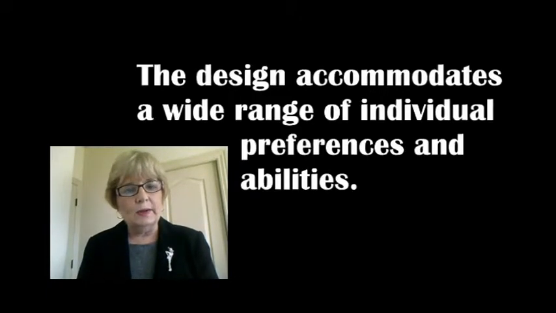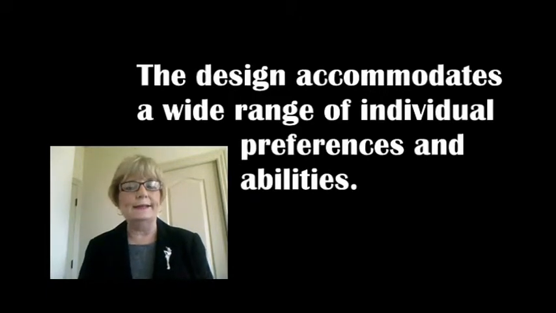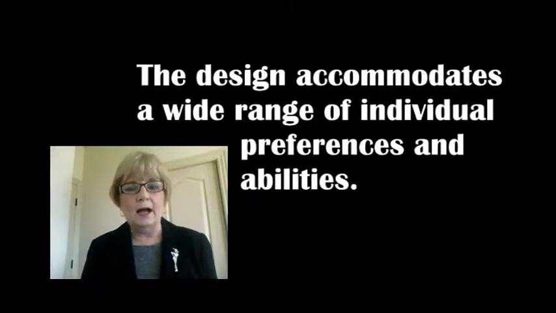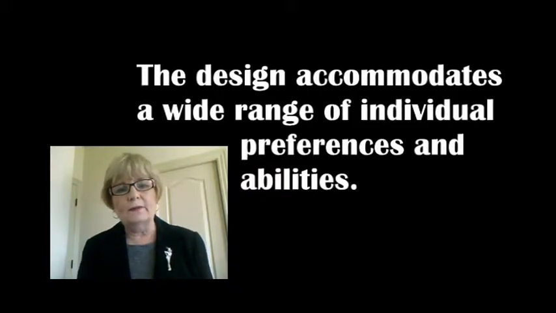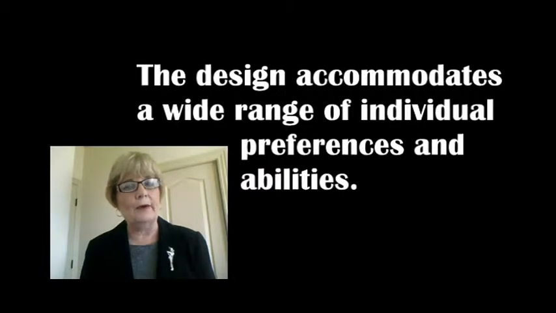The second principle of universal design is that the design accommodates a wide range of individual preferences and abilities. Again, that one can be easily understood in the field of architecture, but if you think about education, don't we want to design education that meets a wide range of individual preferences and student abilities? Not all students come to you with the same background.